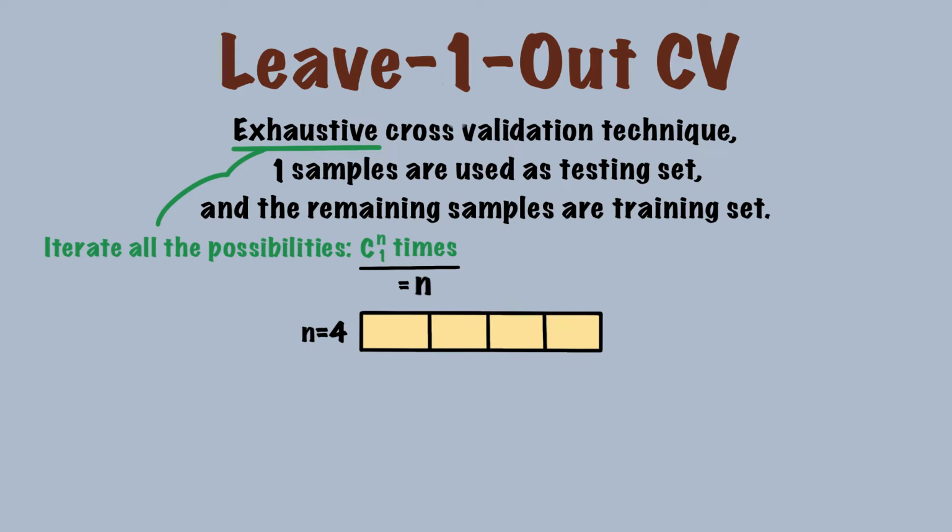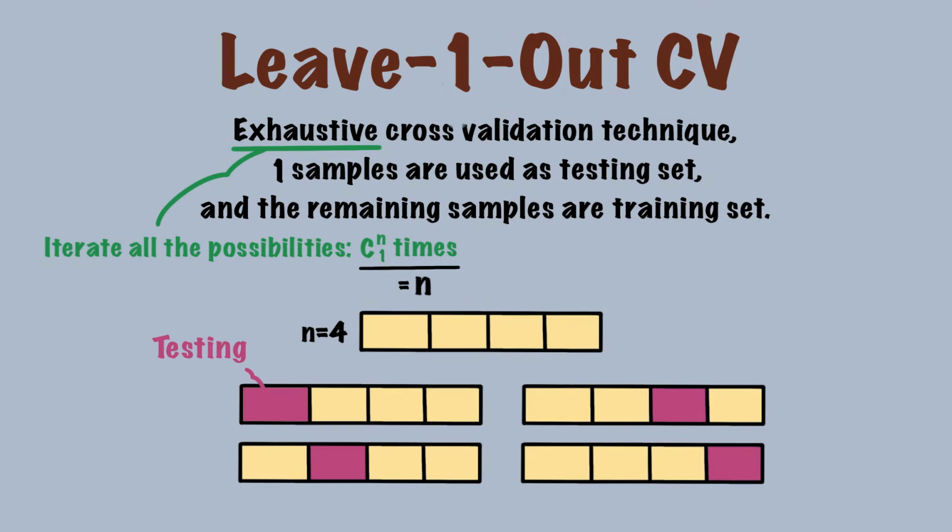I just want to remind you that this is a simplified case, and you don't get such small datasets in real life. We typically have thousands or tens of thousands of data points. Okay, so how many times should we repeat the validation? Yes, exactly. The answer is 4, which is the number of data points in the dataset. The pink block is the data point that is used as testing set.